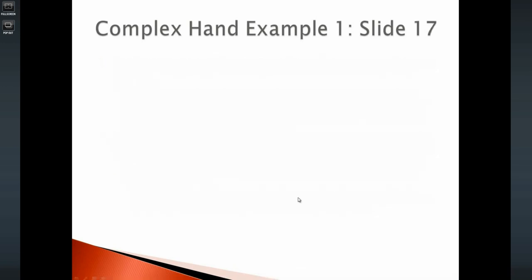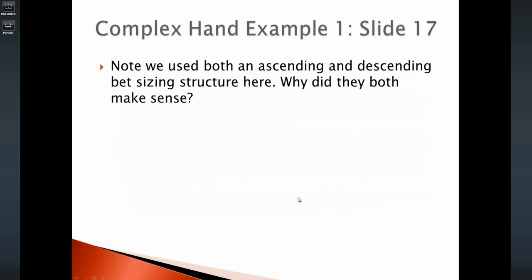Slide 17. Note we use both an ascending and descending bet sizing structure here. Why did they both make sense? So that seems kind of odd, right? We know when to use an ascending bet sizing structure. We know when to use a descending bet sizing structure. We ended up using both here. How can they both make sense?